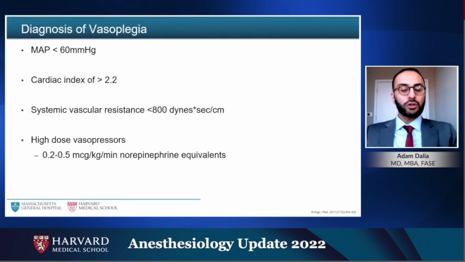You also want to make sure you're ruling out other forms of shock, like cardiogenic shock, which is why the cardiac index should be greater than 2.2. If it's not greater than 2.2, you may be dealing with cardiogenic shock. But if you find yourself in a situation where you have all of these parameters, a MAP less than 60, an index greater than 2.2, and a low SVR on high-dose pressors, you may be dealing with vasoplegic shock or vasoplegia. And it also needs to be refractory to volume resuscitation.